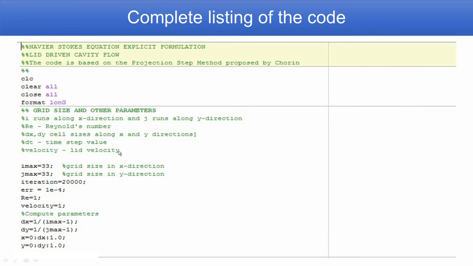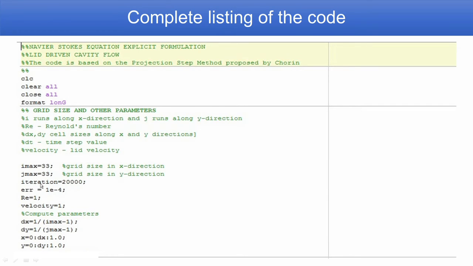lid velocity, that is a boundary condition on the top wall. So, these are comments written. Again we explained in the beginning, for the grid we are using only 4, but to get good results we have actually changed the grid to 33. That is why you see here imax 33, grid size in x direction. Similarly, jmax equal to 33, grid size in y direction.